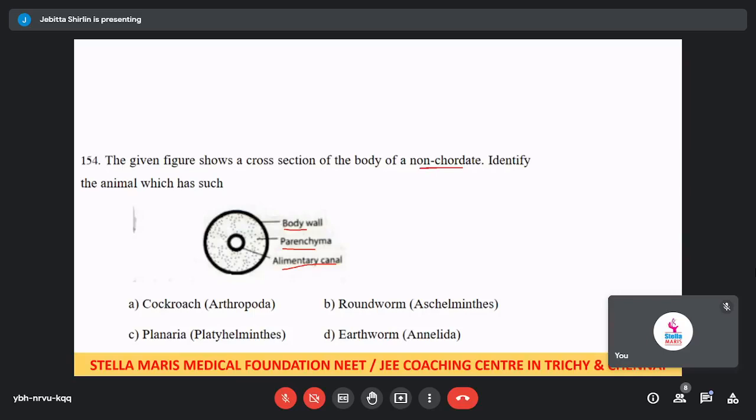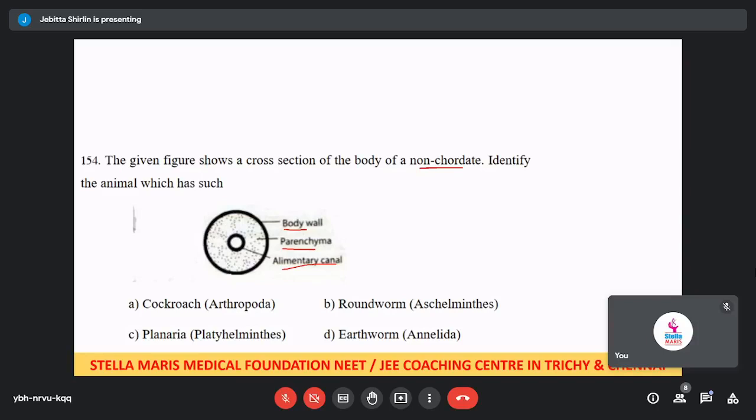Can I get the answers from you for question number 154? Answers for question number 154. Answer A. Saranya says answer A. That is cockroach. Just think for a while and give me the answer, children. Okay, just read the question if you want once again.